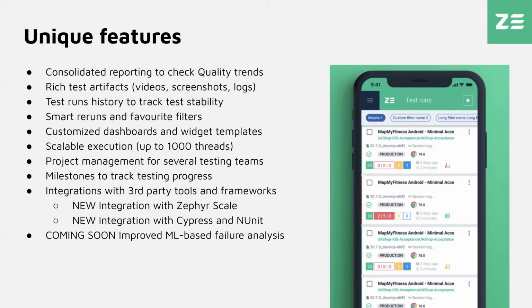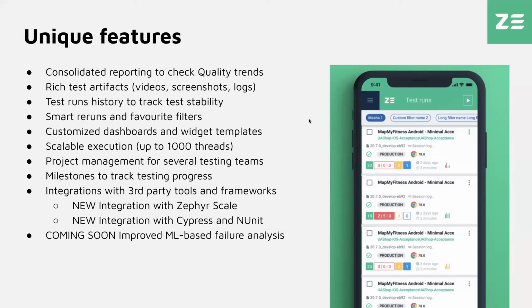And as I told you, Zebrunner is now a test automation management platform, as we recently released the project management feature that allows you to manage several projects and several testing teams in one workspace. This can be really helpful for QA managers and other business personas. The same goes for milestones. You can track testing progress with milestones, plan the timelines for releases, and control that you meet all your deadlines.